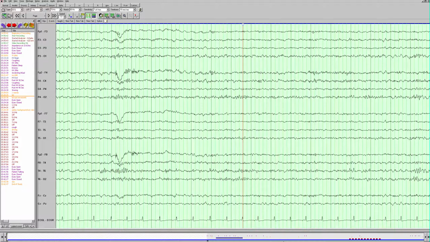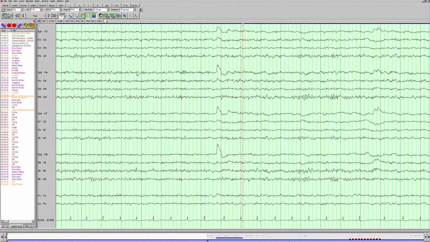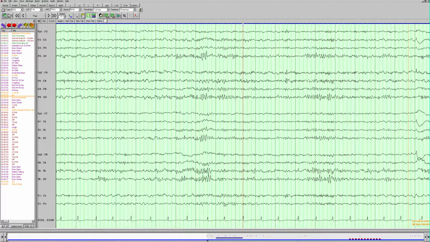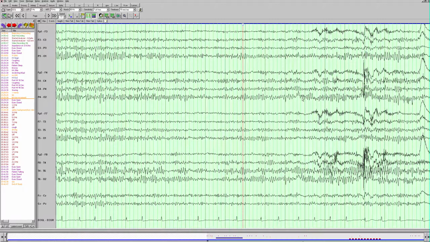So some eye movement here. And again, this patient's just drowsy, kind of going back and forth between drowsy and wakefulness. Some more eye movements, waking up here.